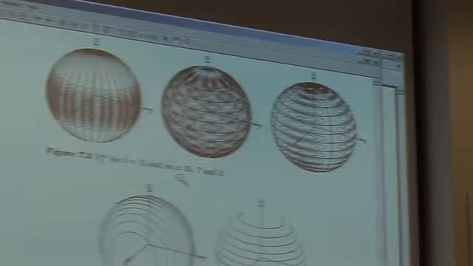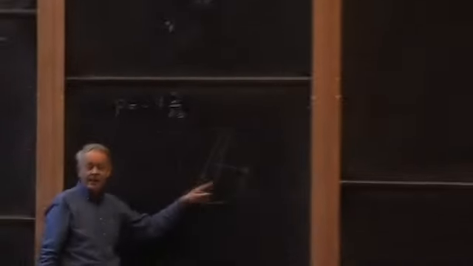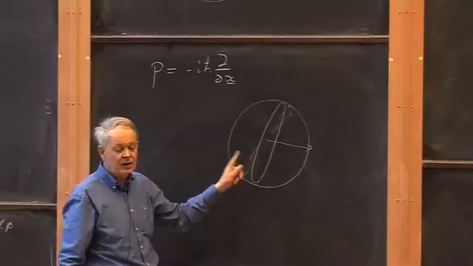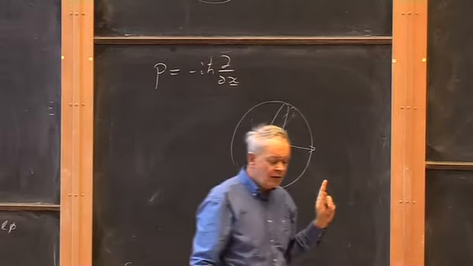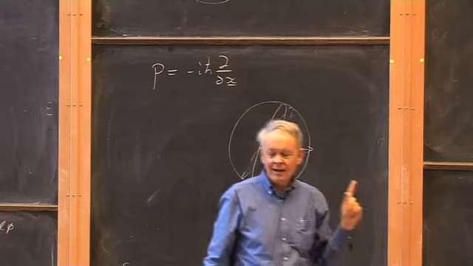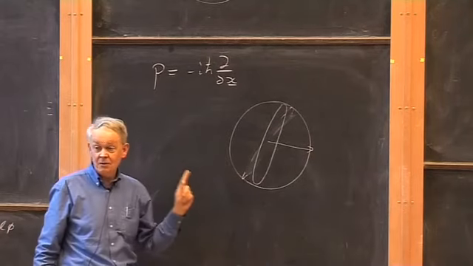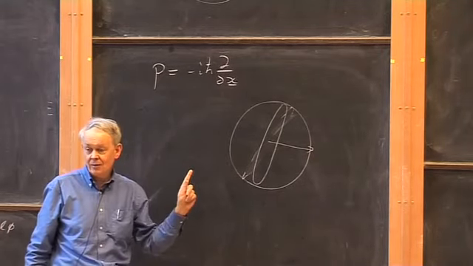Now, this particle has most of its angular momentum in the xy plane, but the thing is, because we know the angular momentum in the z direction, and Lz does not commute with Lx, we do not know how much angular momentum it has in the x direction.